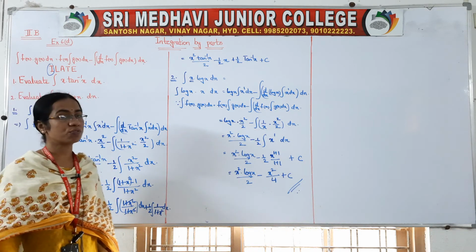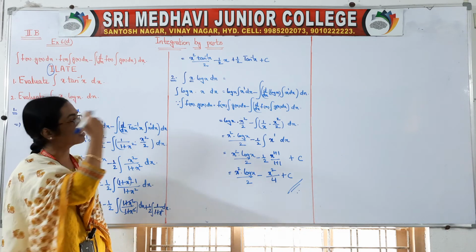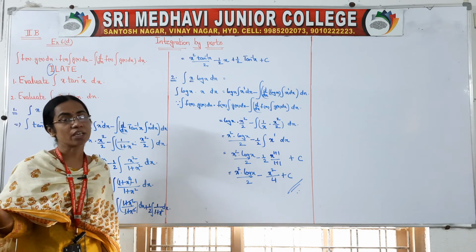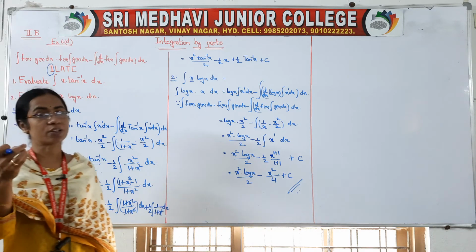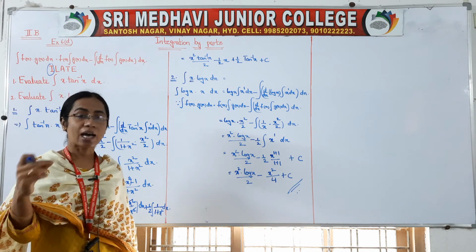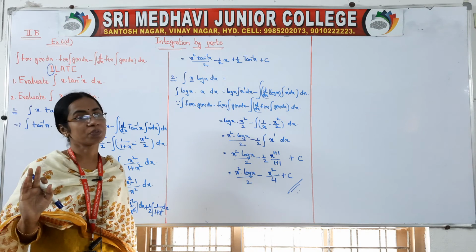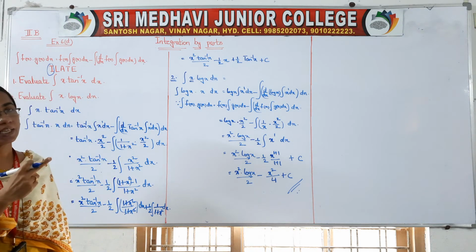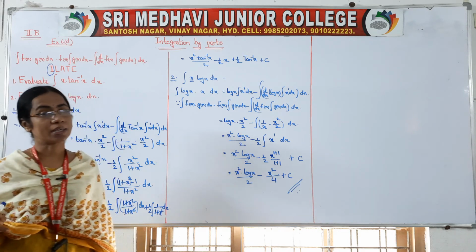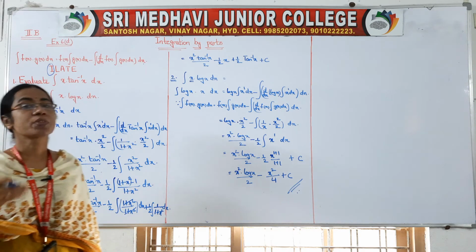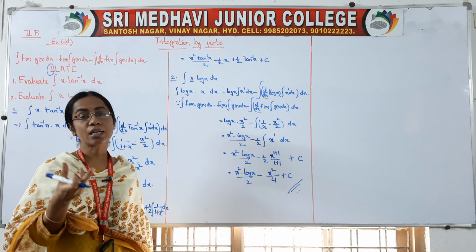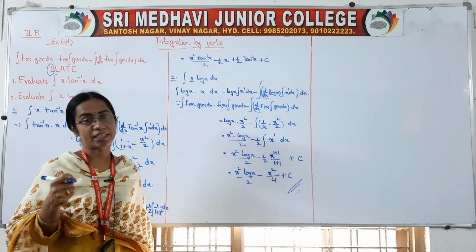If you are feeling tough with f of x and g of x, just replace f of x and g of x with u and v. What is the meaning of f of x? It is one value in terms of x. G of x means another value in terms of x. Whenever product form is there, if we apply this formula, it is called integration by parts. We are solving the problem by using integration by parts, which is nothing but the product form of the integration.